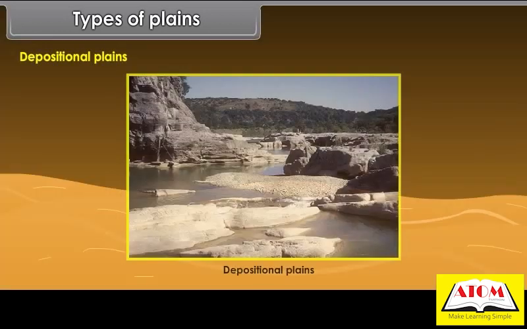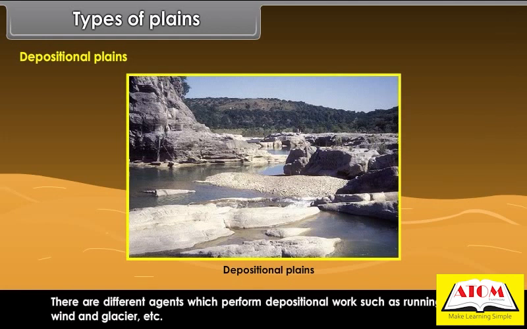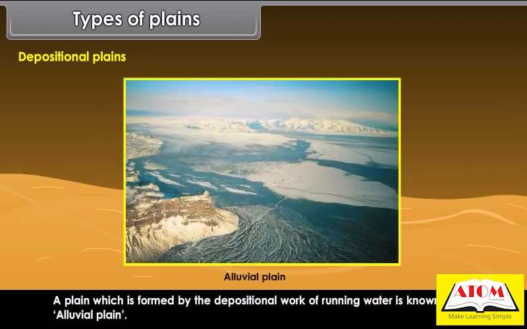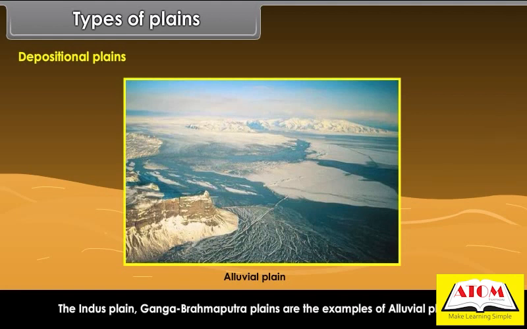Depositional plains. These are the plains which are formed as a result of the deposition of material in the low-lying area. There are different agents which perform depositional work such as running water, wind and glacier, etc. A plain which is formed by the depositional work of running water is known as an alluvial plain. The Indus plain, Ganga-Brahmaputra plains are the examples of alluvial plains.